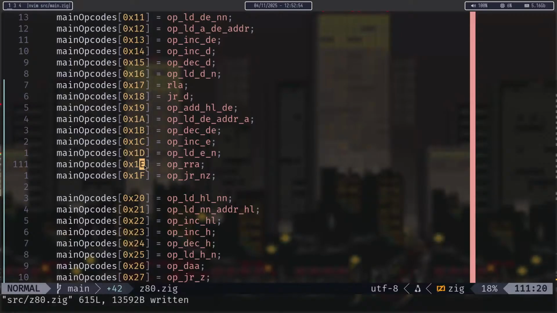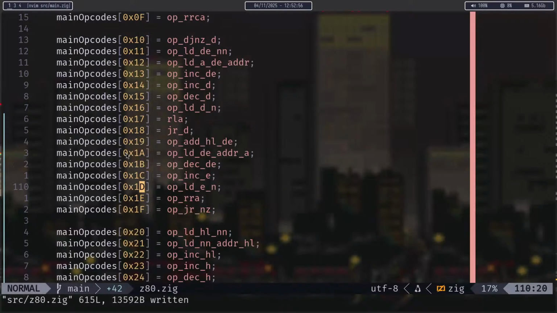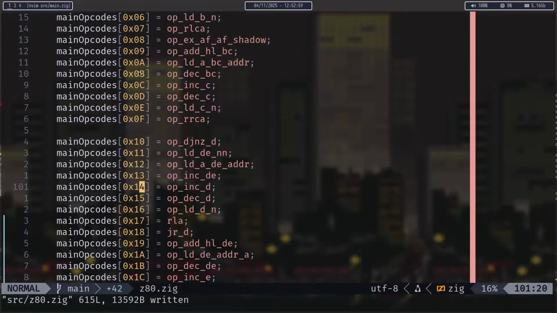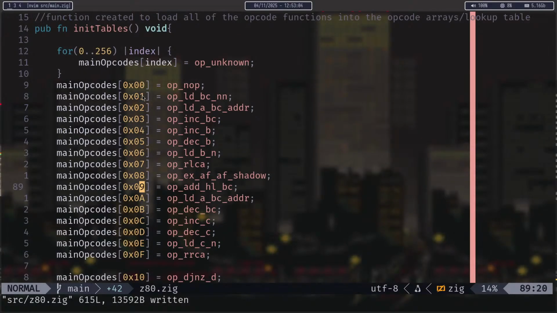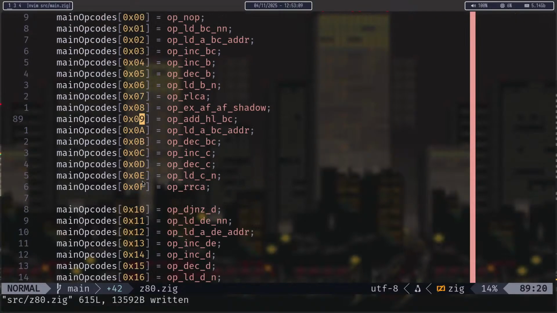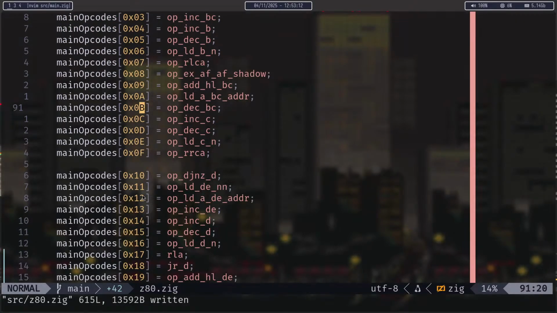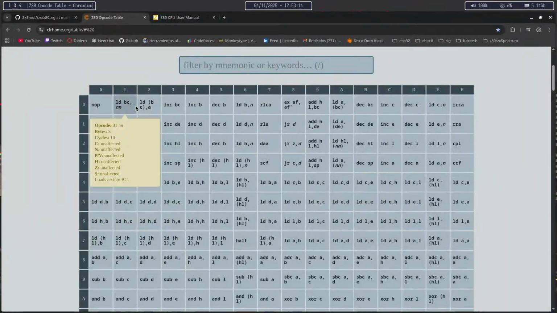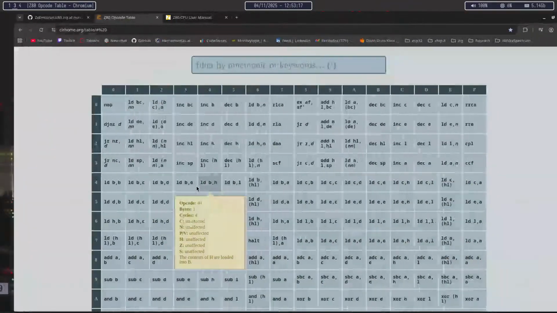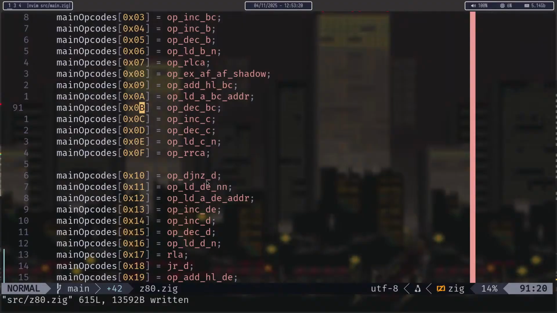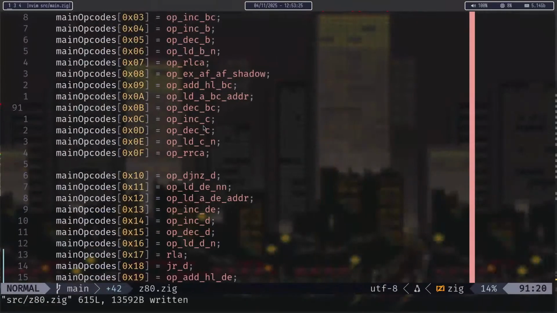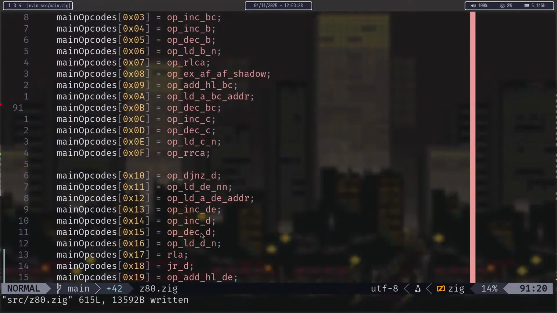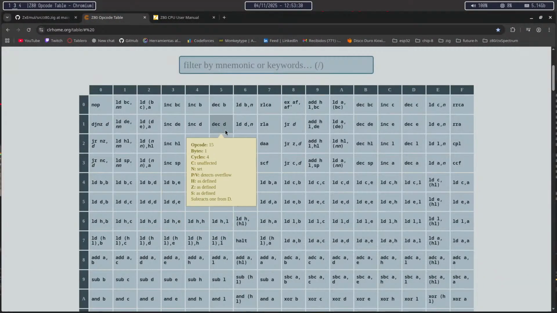So here's the problem. A, B, C, D, F, yes. 0, 1, 2, 3, 4, 5, 6, 7. 8, 9, yes. 0, 1, 2, 3, 4, 5, 6. 10 is decrement. Okay, so here's all fine. 11 is LD NN. What? So maybe here inc D, dec D, no. And dec D is 15.